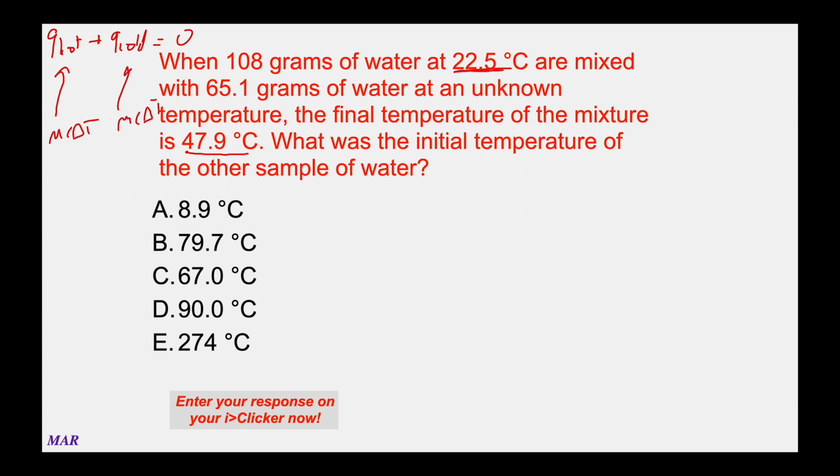Anyway, the cold has a mass of 108 grams. The hot has a mass of 65.1 grams. And delta T for the hot is going to be final, 47.9, minus the initial hot temperature, Ti. And that's what you want to solve for. The delta T here will be Tf minus Ti. You want to solve for Ti. You've already got Tf, but you don't have Ti. So see if you can use this information to find the answer.